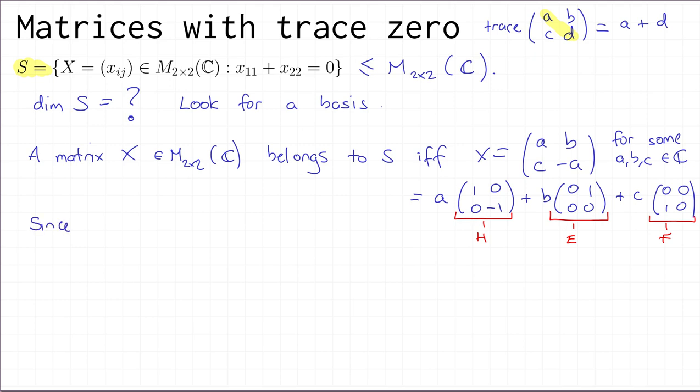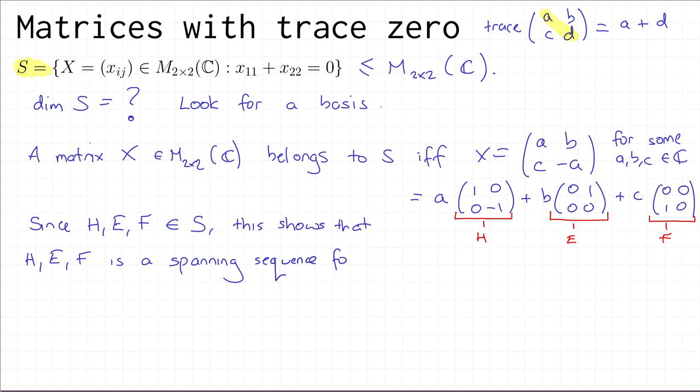Since those 3 matrices, H, E, and F, belong to S, this shows that the sequence H, E, F is a spanning sequence for S. The reason that those matrices are in S is that if you add their diagonal elements, you get 0. For example, for H, you get 1 plus minus 1, which is 0. For E, you get 0 plus 0, which is 0. And for F, you get 0 plus 0, which again is 0. So each of those matrices belongs to S, and an arbitrary element of S is a linear combination of H, E, and F, so they are a spanning sequence for S. So I think they're a basis, and I'm going to prove this by checking the other part of the basis condition, which is linear independence.